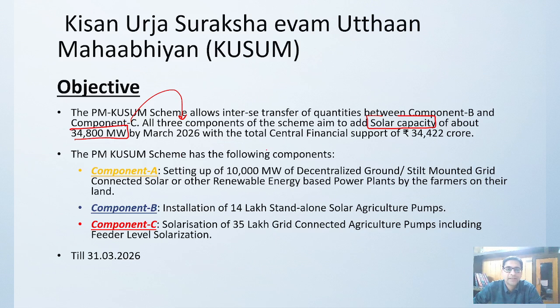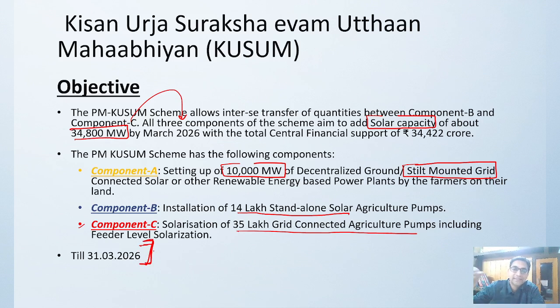The first component is setting up 10,000 megawatt of decentralized ground or stilt mounted grid connected solar. The second, Component B, is where we will install 14 lakh standalone solar pumps. Standalone means these are not grid connected. Component C is solarization of 35 lakh grid connected agriculture pumps, including feeder level solarization. All of this has to be done by 31st March 2026.